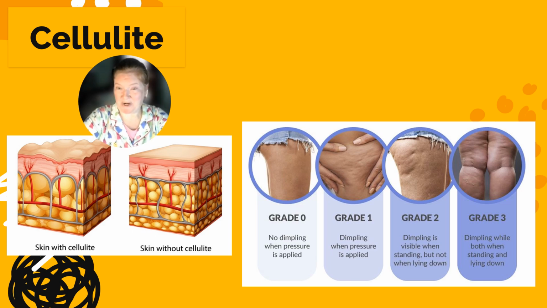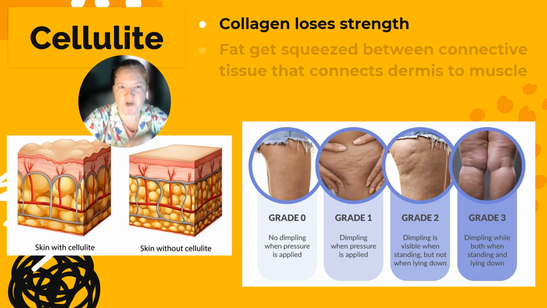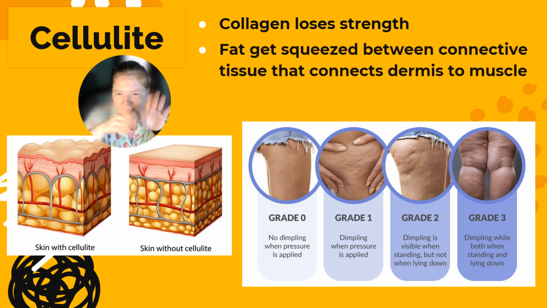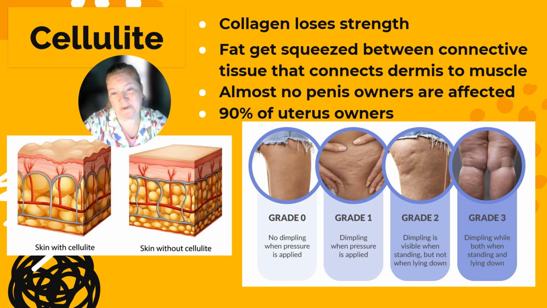Our last one, are you ready? Cellulite. Cellulite happens when collagen loses strength. So fat gets squeezed in between connective tissue, connects the dermis to muscle. And almost no penis owners are affected by cellulite, but 90% of uterus owners are. So if you are a person who owns a uterus, most likely you're going to have cellulite.